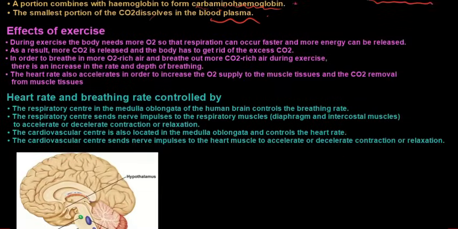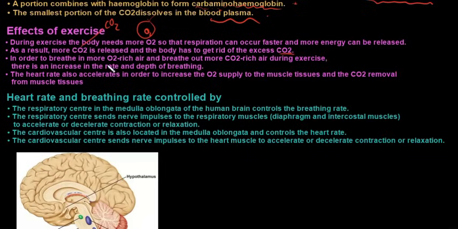Looking at the effects of exercise on the lungs. During exercise, the body needs more oxygen so that respiration can occur faster and more energy can be released, because we need oxygen for cellular respiration. And as a result, more carbon dioxide is released and the body has to get rid of that excess carbon dioxide.